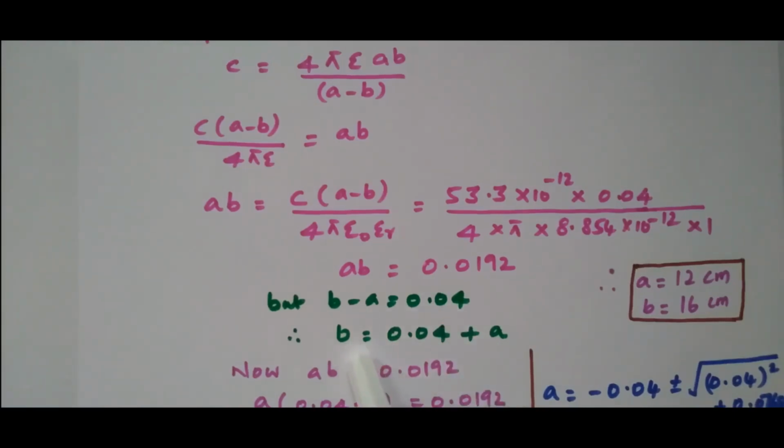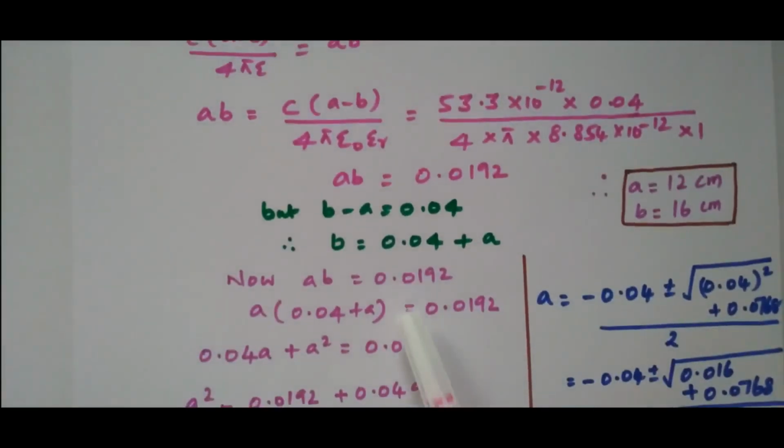From that, B equal to 0.04 plus A. Bring this A to this side, so that B equal to 0.04 plus A. Right? So now AB equal to 0.0192. So in this, you replace this B. B equal to 0.04 plus A. Right? This B is replaced as 0.04 plus A, and that is equal to 0.0192.